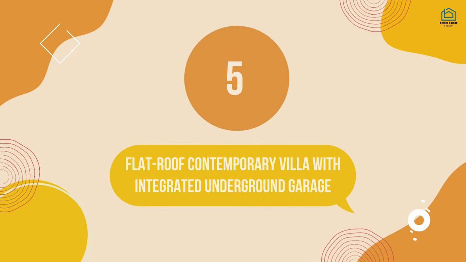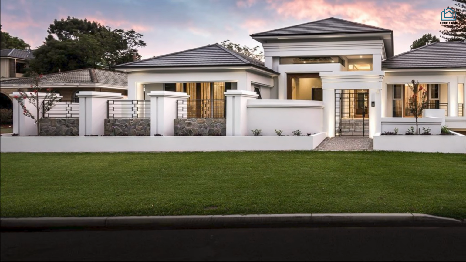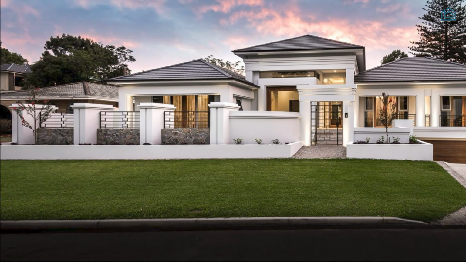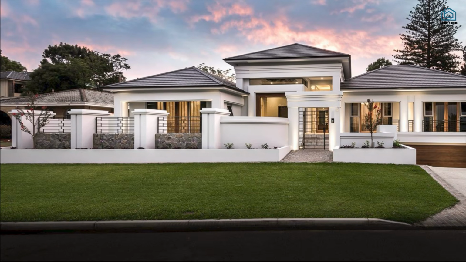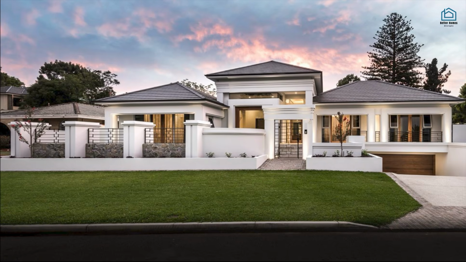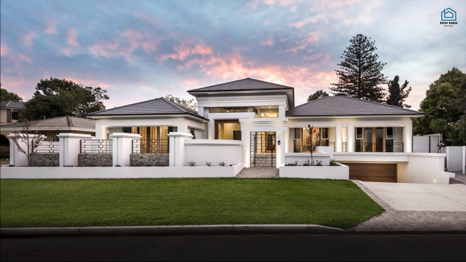Five, flat roof contemporary villa with integrated underground garage. A luxury modern architectural concept featuring multi-tiered flat roof lines, crisp white stucco walls, and low-profile stone retaining walls. The design makes clever use of sloped terrain with an integrated subterranean garage, glass balustrades, recessed exterior accent lighting, and manicured turf borders.